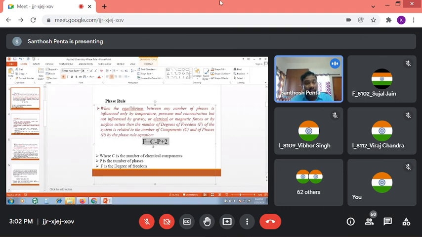Then components means how many chemical constituents are there. Phases means how many phases the equilibrium system has, that means solid phase, liquid phase or vapor phase. So the definitions we have discussed. In the next class, the application of phase rule to one component system, we will discuss. At least the definition and the phase rule, is this understood or not?